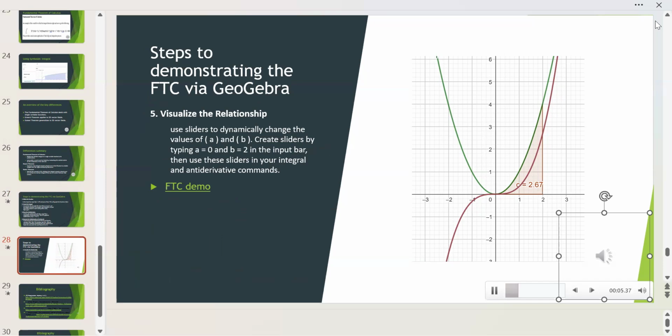And of course, the slider allows you to visualize the changes in the values from A to B. And this is what the graph looks like. But if you want to play with it, you can just click on the link here and it will allow you to see it.